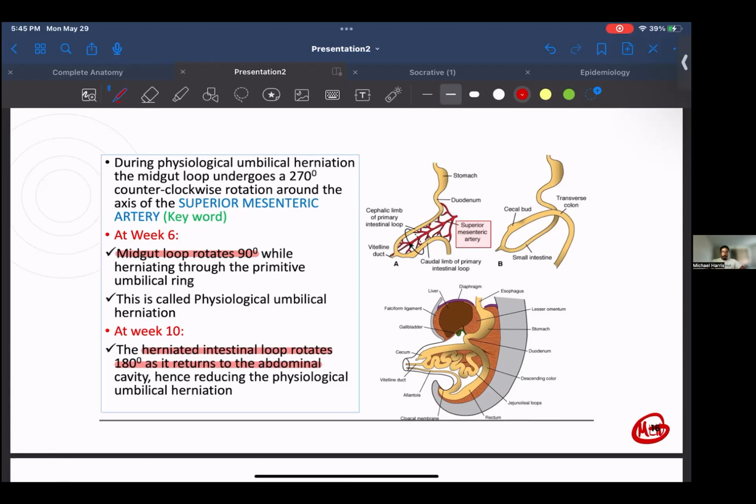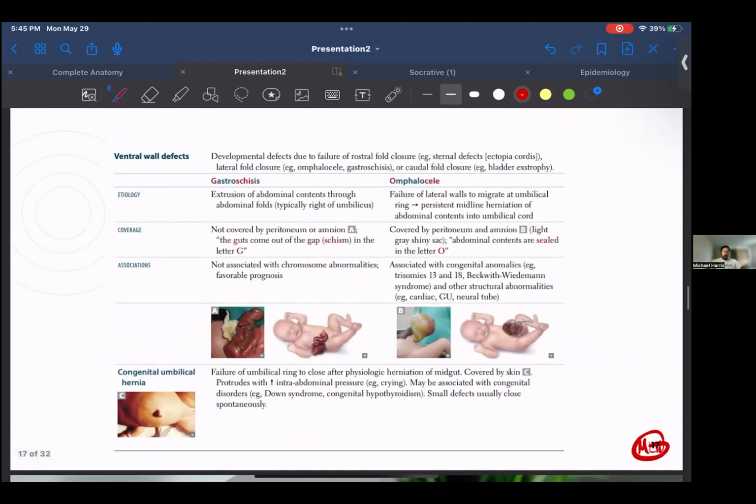Okay? Now, as this thing is herniated out, it can stay herniated out. That's omphalocele. Or this can come back normally, but the lateral folds don't close completely. That is gastroschisis. That's why gastroschisis does not have an amniotic cover over it, while omphalocele does. Because in omphalocele, the intestines are herniating through the umbilical cord.